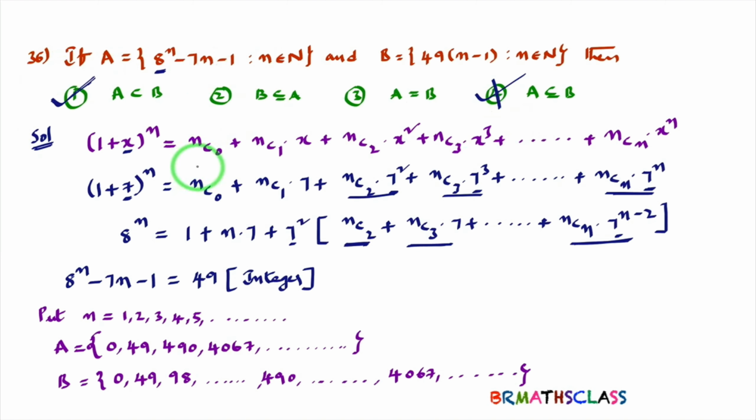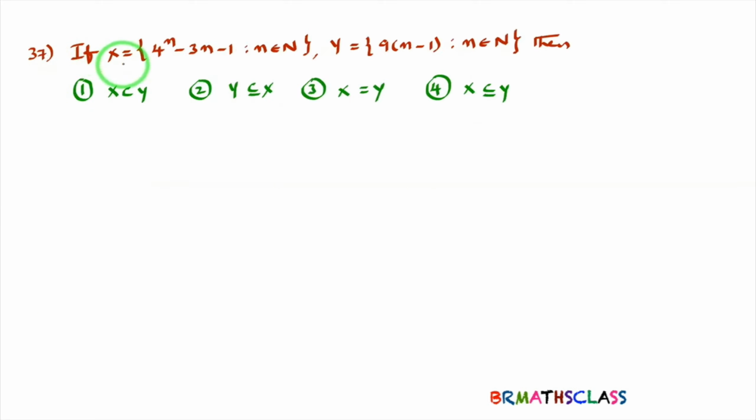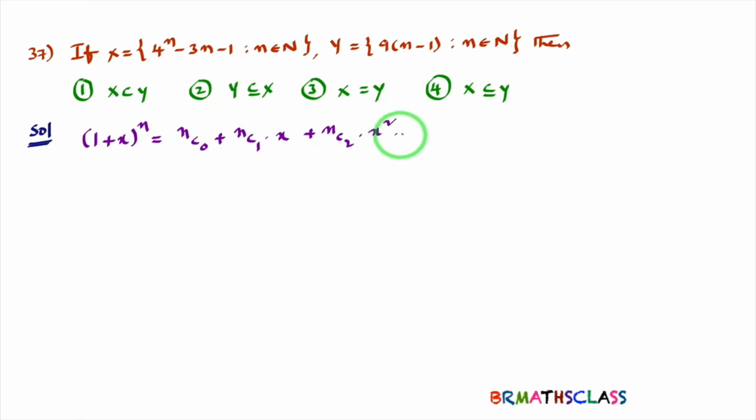We'll try to understand the same type of problem with another example. You observe question number 37, which is similar to the previous problem. So to do this problem, we need the knowledge of binomial theorem, especially this statement from binomial theorem. 1 plus x whole power n. What is this statement? NC0 plus NC1 into x plus NC2 into x square plus and so on plus NCn into x power n.